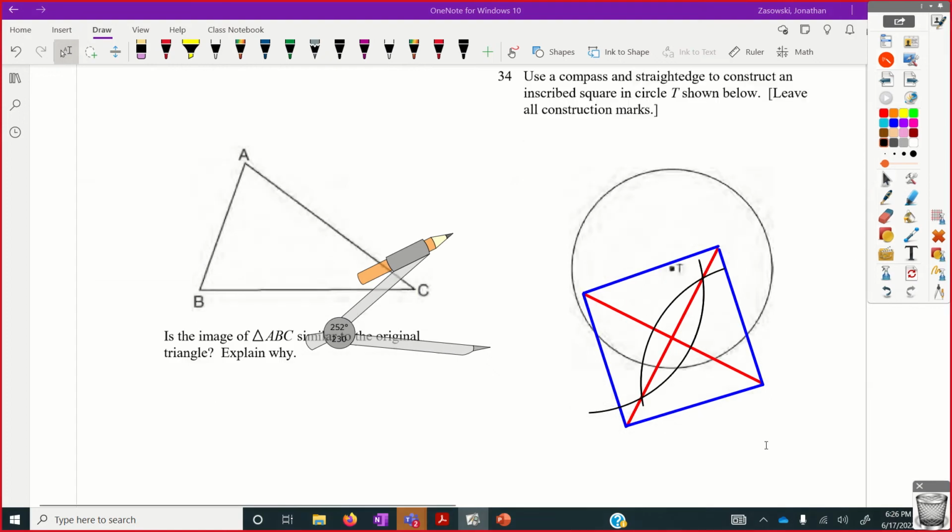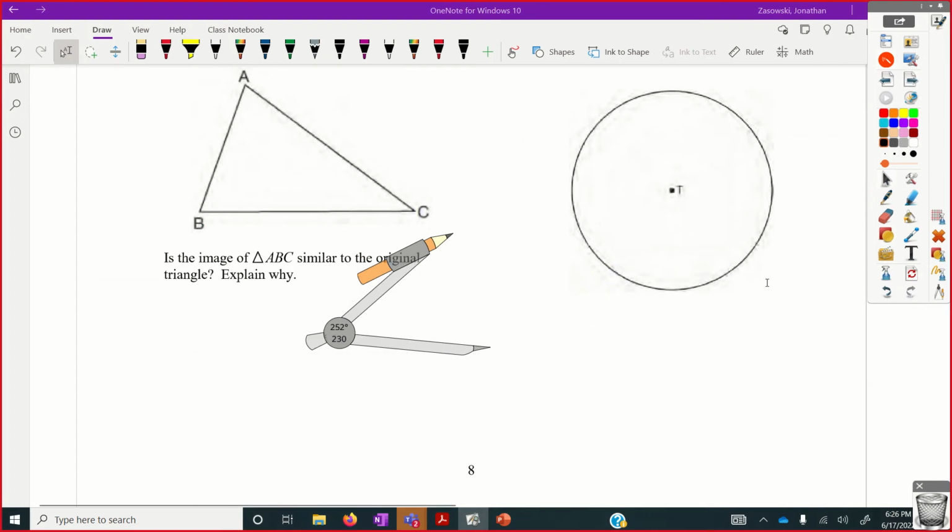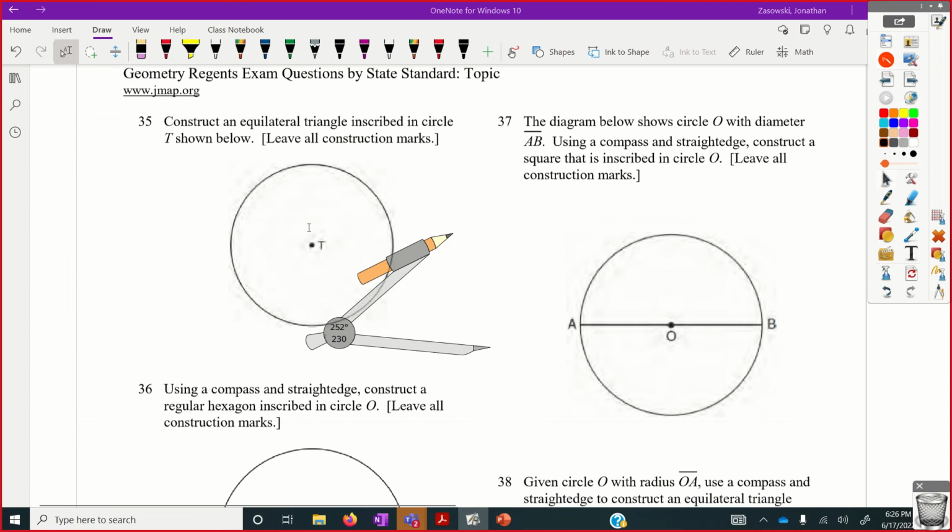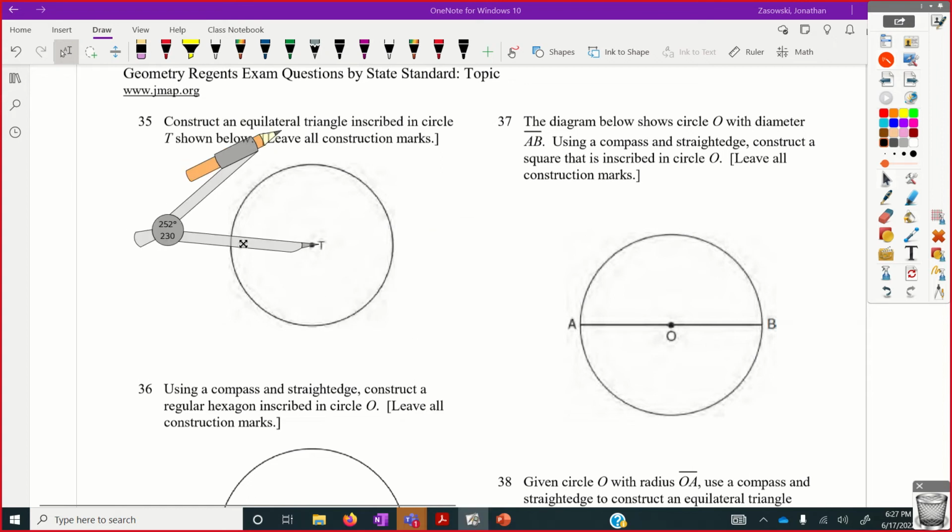And there you go. There's our square. Equilateral triangle and the hexagon are the same type of thing here. So once again, pick a length from the radius. That is the radius. What length are you going to pick? All right. And then we're going to swing six arcs.